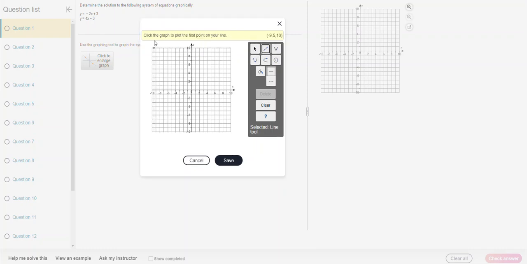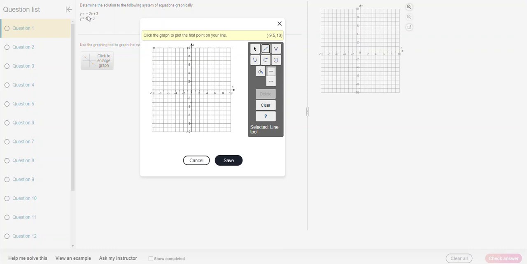And then it says click the graph to plot the first point on your line. So if you look at that first equation, y equals negative 2x plus 3. So remember, to graph a line, all we need are at least 2 points. So since y is equal to negative 2x plus 3, since y is by itself, we're going to pick a value for x. And I'm going to choose 0. 0 is always a nice number to use.